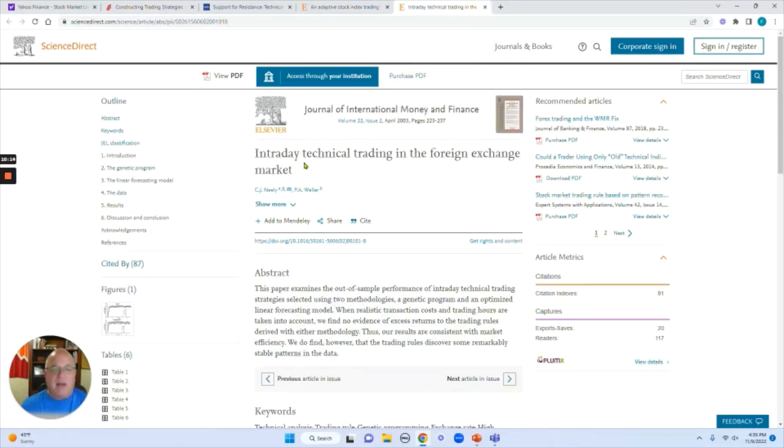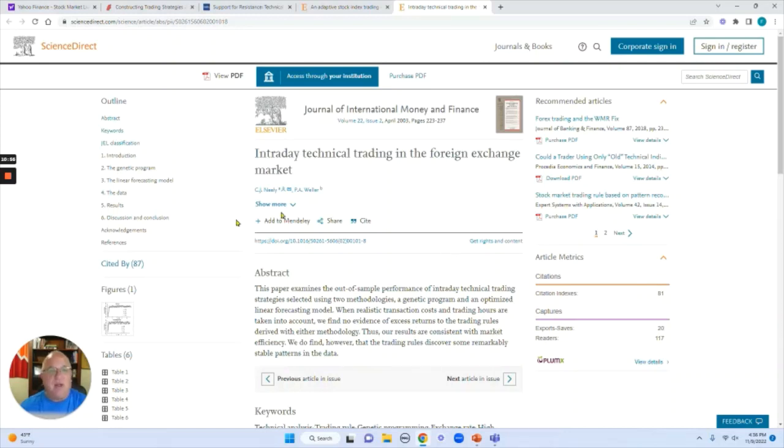Another one talks about intraday technical trading in the foreign exchange market. The Forex market of currencies is a very, very large market and has a lot of leverage, so you see why people play in that space. But the out of sample performance, what that means is they use a period of time to say, here's what works from a modeling standpoint. And then from that time forward, they save some of the data. They apply those rules to future samples, if you will, to see if it works, using two methodologies, genetic program and optimized linear forecasting. When realistic transaction costs and trading hours are taken into account, we find no evidence of excess returns to the trading rules derived with either methodology. Thus, our results are consistent with market efficiency.